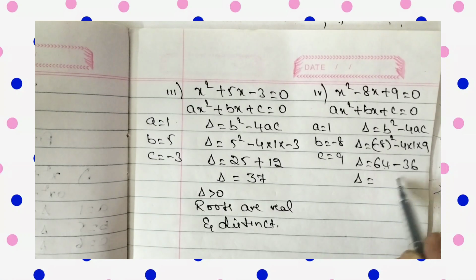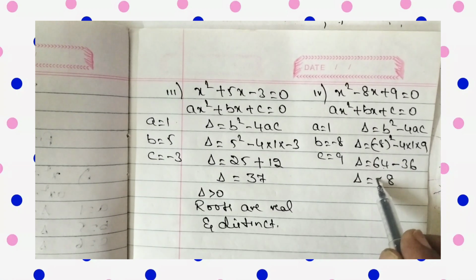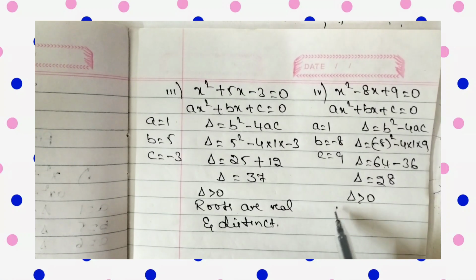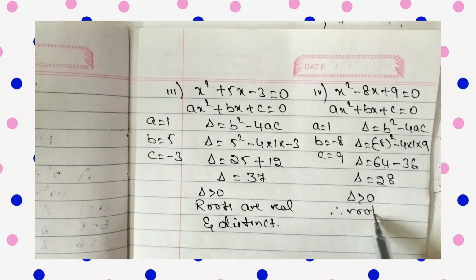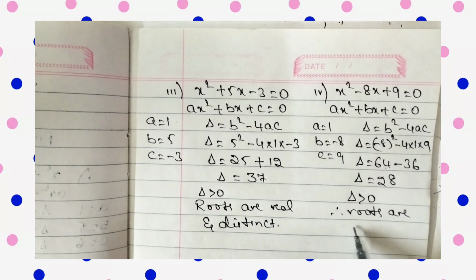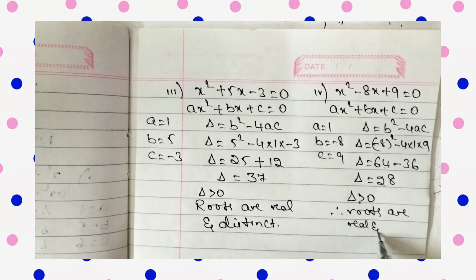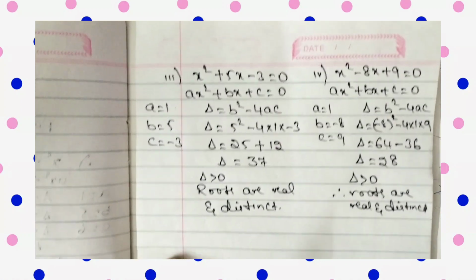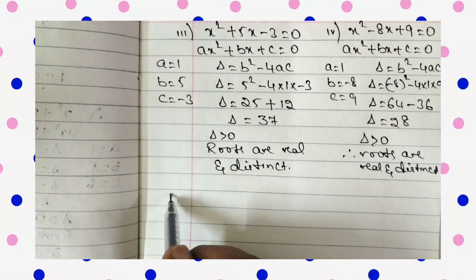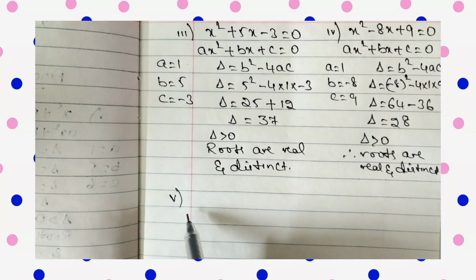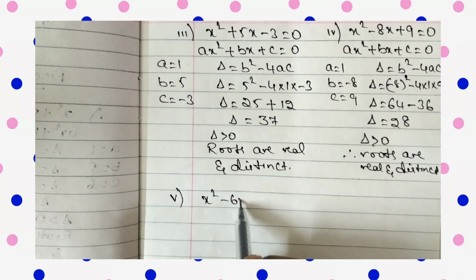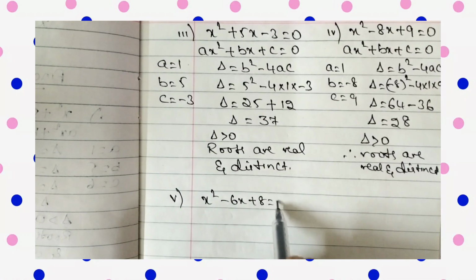Delta is equal to 64 minus 36, which is 28. Again delta is greater than 0. Therefore, if delta is greater than 0, then the roots are real and distinct. So we will get roots which are real and distinct. So now let us move to question number 5. Question number 5 is x square minus 6x plus 8 is equal to 0.